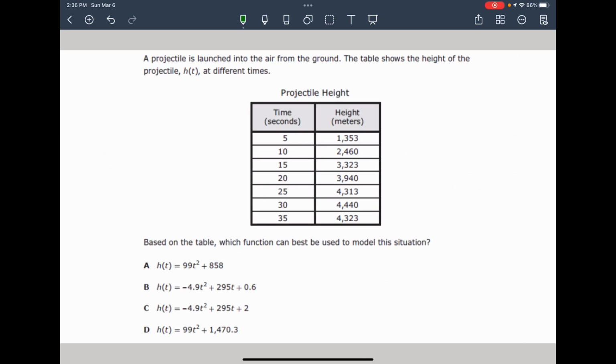So in this one, it tells us that a projectile is launched into the air from the ground, and it gives us a table with the height at different times. So we want a function to best model the situation. So we're going to need to do this as a quadratic regression on our calculator. Remember, since this is the independent variable, it'll be L1. And since this is the dependent variable, it's going to be entered into L2. So you start off by turning on your calculator and you click Stat. And then you hit Enter on 1, which is edit.